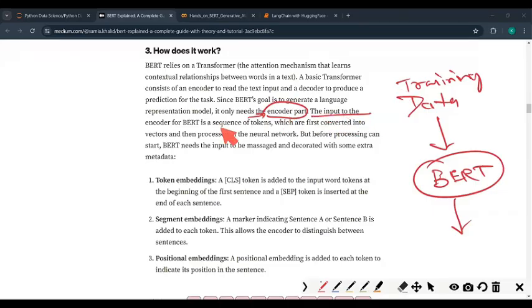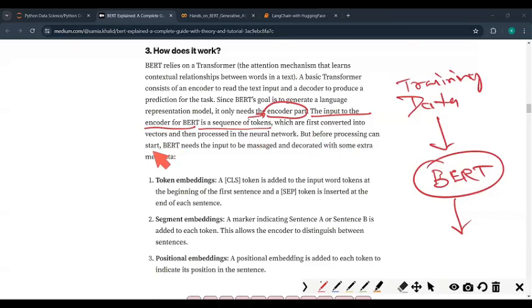So the input to the encoder for the BERT is a sequence of tokens. Sequence of tokens means what? Wherever we have a statement, the statement is broken down into words, and words are called tokens. Simple. Tokens means words. So the input to the encoder for BERT is a sequence of tokens, which are first converted into vectors and then processed in the neural network.